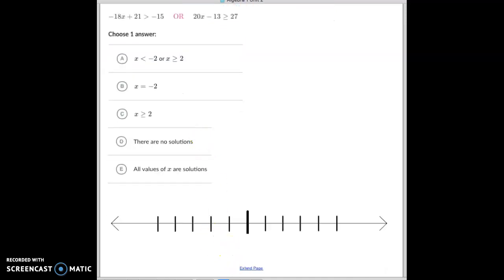So if I actually put this on our little grid line down below here, positive 2 would be right here, and x is less than that. So if I were to go ahead and draw my little arrow, that would be going that direction right there.